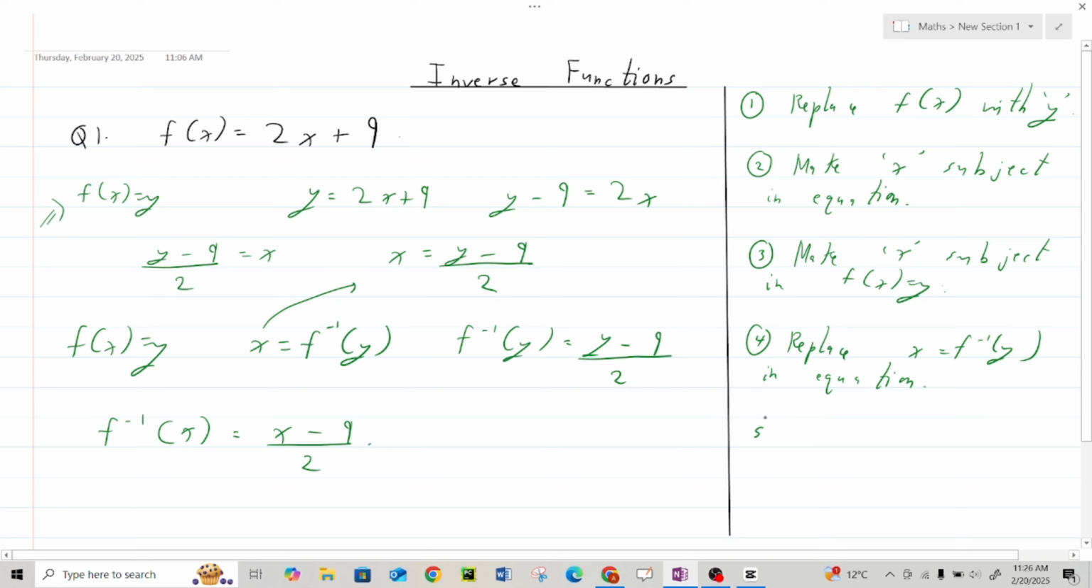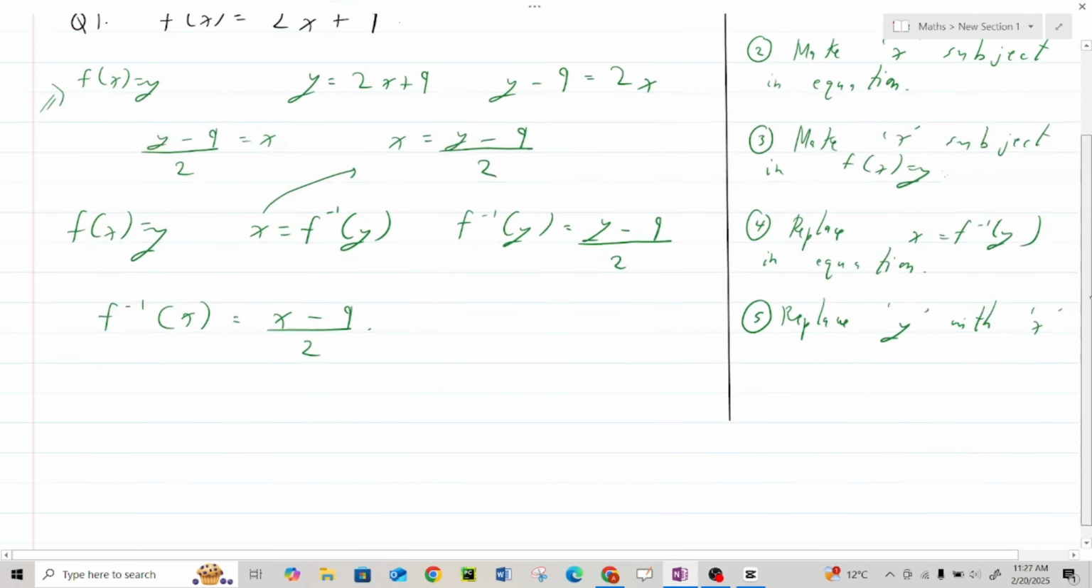So the final step is replace y with x. And that's done. First step, replace f of x with y; make x the subject in the equation; make x the subject in f of x equals y; then replace x equals f inverse of y in the equation; and replace y with x, and you get your inverse. I think I mixed it up here. It's basically 5 steps, okay? This is the fifth step I just added. You just have to put x back and you'll get it.